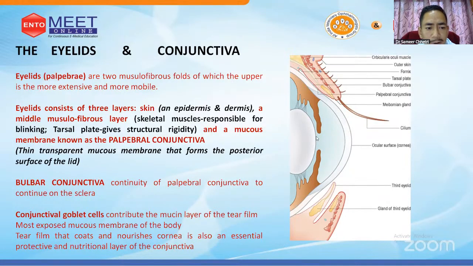The bulbar conjunctiva is the continuity of the palpebral conjunctiva onto the sclera. There are conjunctival goblet cells that contribute to the mucin layer of the tear film, which is quite important in the protection of the cornea and also safeguarding the eyeball. Conjunctiva is the most exposed mucous membrane of the body. So, like I said, the tear film coats and nourishes the cornea, and is also an essential protective and nutritive layer of the conjunctiva.